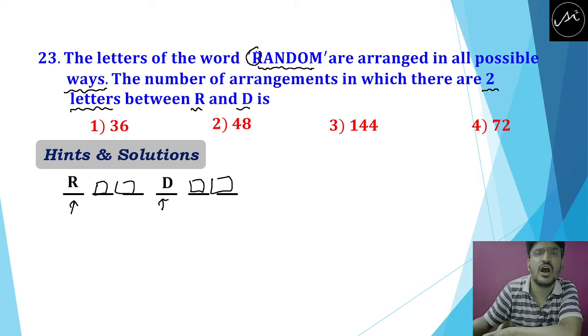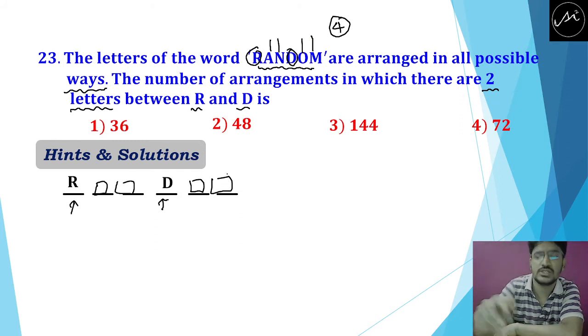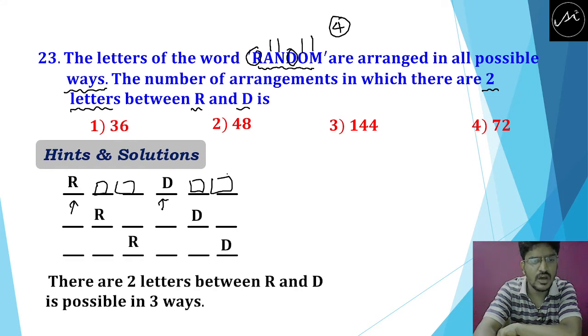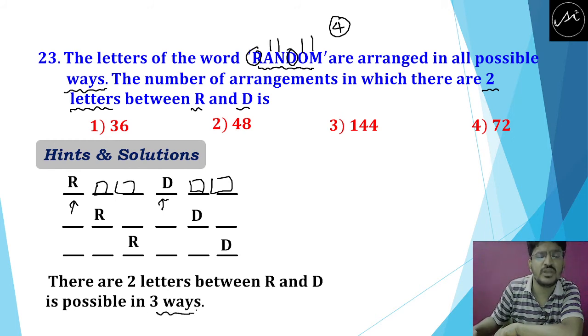See here, R and D is used. So 1, 2, 3, 4, four letters are there. So now these 4 have got these 4 choices. For that you can just see there are two letters between R and D in 3 possible ways.